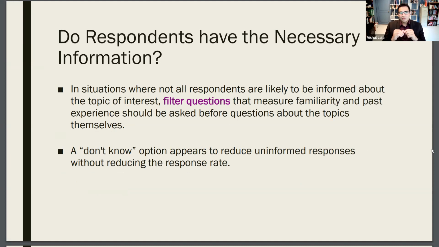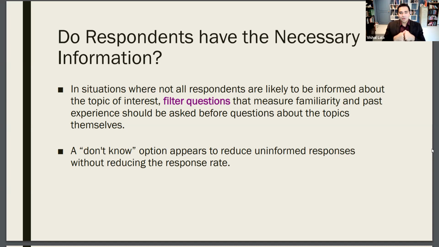Now, if the respondents don't have all the necessary information, it is a good idea to have a filter question that allows them to sift through. So, for instance, if the question is about toothpaste, or a product they don't use, we'll ask them about product use in the beginning, and then if they've never used the product, don't ask them about brands of that product, right?